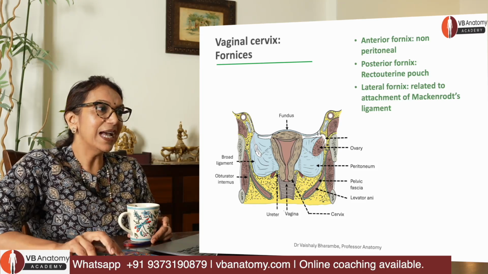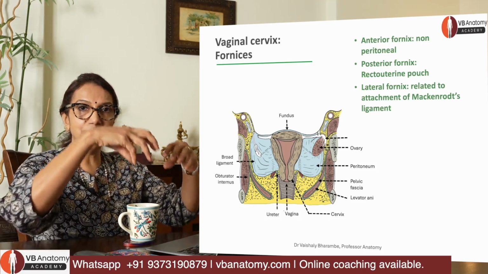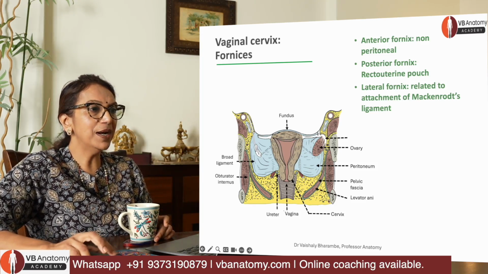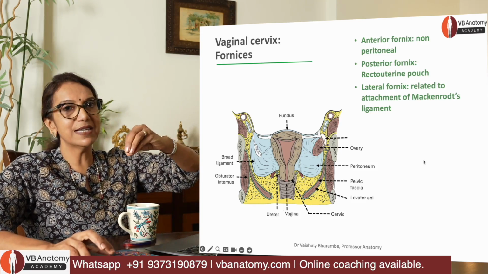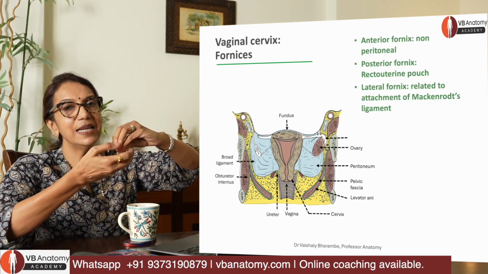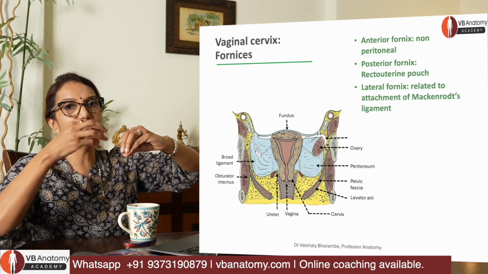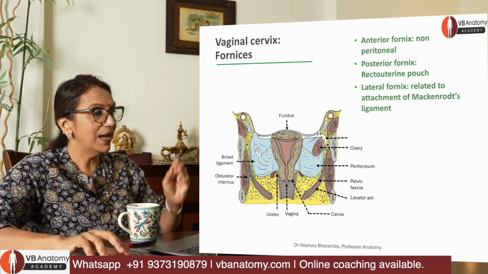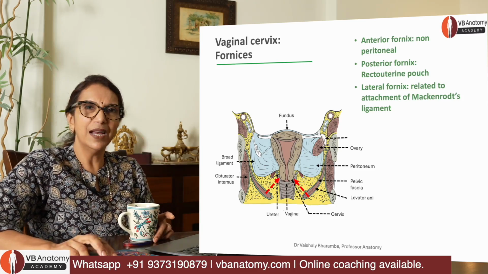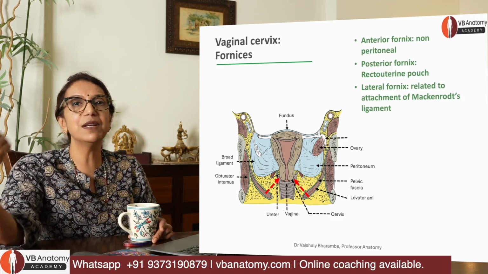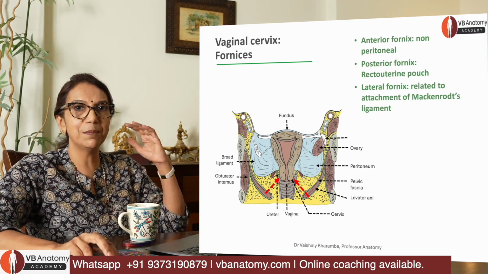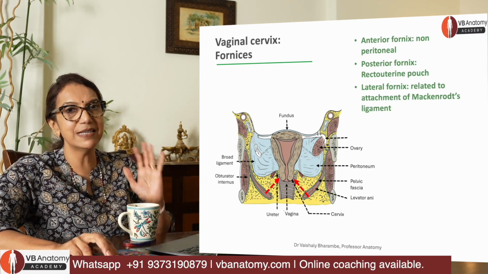Right. So vaginal cervix, the part that has come into the vagina. As the cervix enters into the vagina, it creates four spaces. Anterior space called anterior fornix, posterior called posterior fornix, and two lateral spaces seen here, the lateral fornices. I don't want to discuss this because we will be repeating it when we do the vagina. So let's just move forward with the basic understanding that fornices are formed.